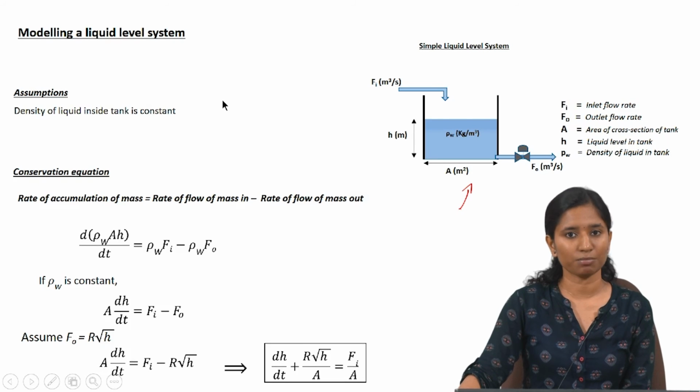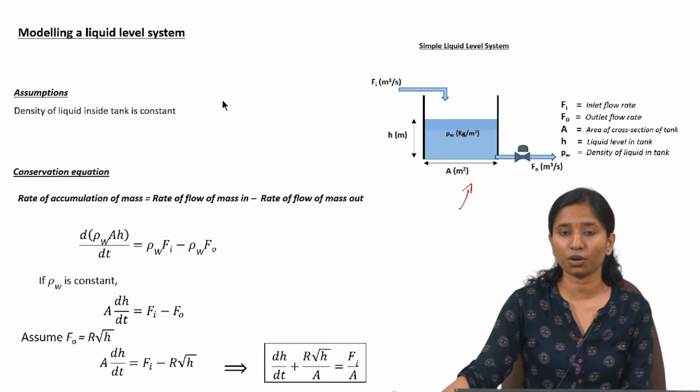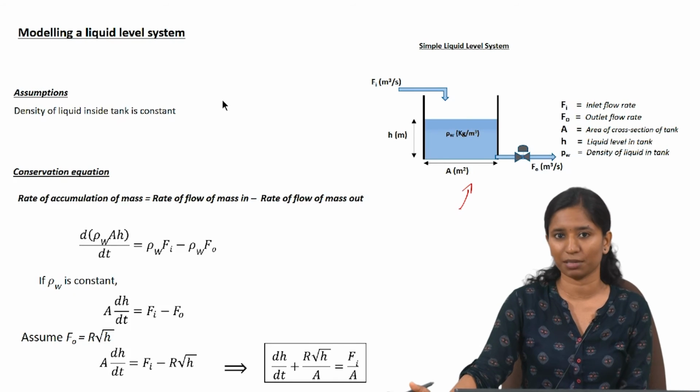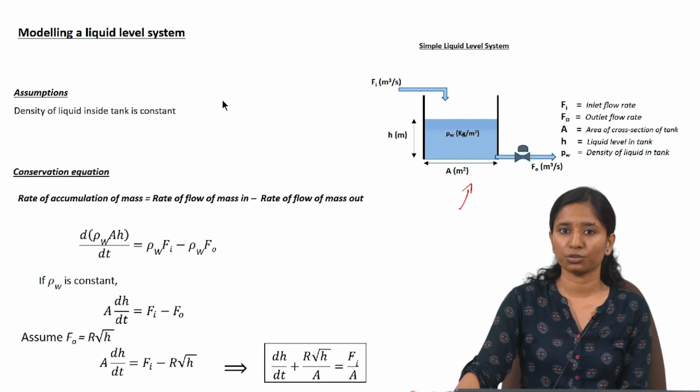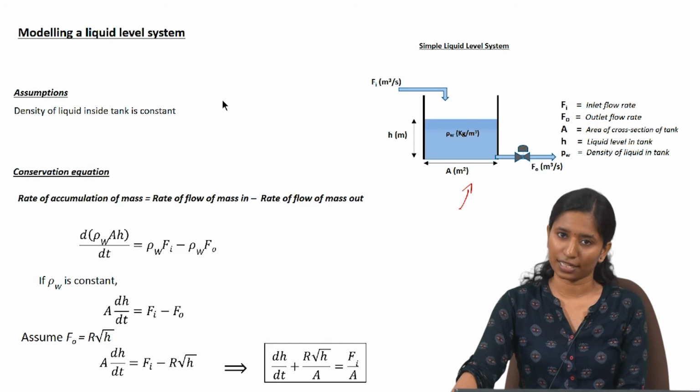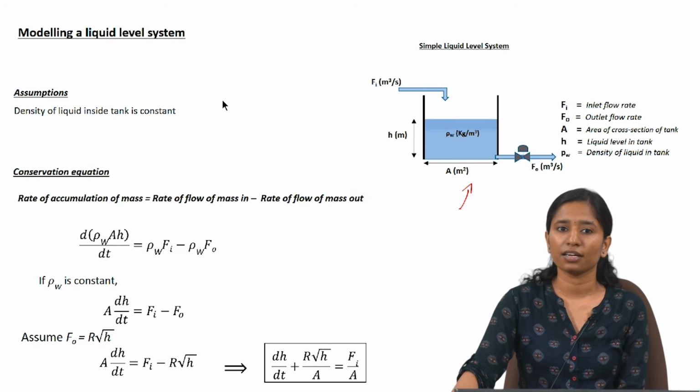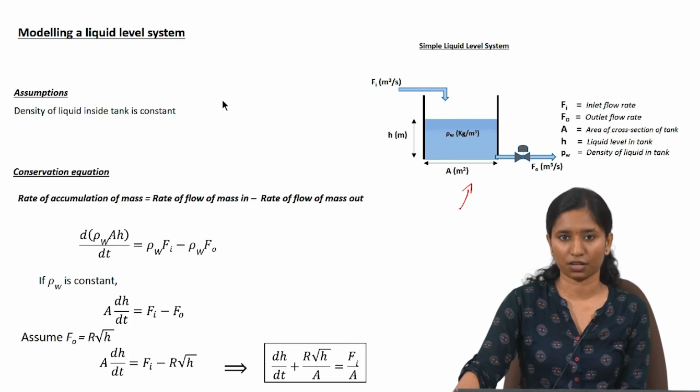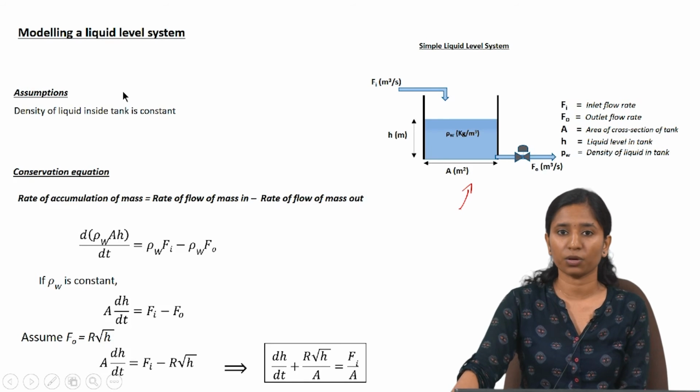In process modeling, physical processes are often so complicated and complex that it is very difficult to develop an accurate model that depicts exactly what happens within a process. So, we have to make simplifying assumptions so that it makes our job as an engineer easier. In this particular example, we will assume that the density of the liquid inside the tank is constant, and with that assumption, let us look at the conservation equation which governs this system.